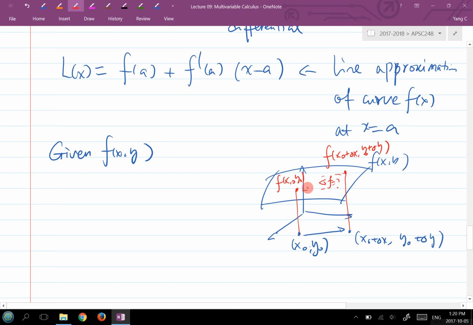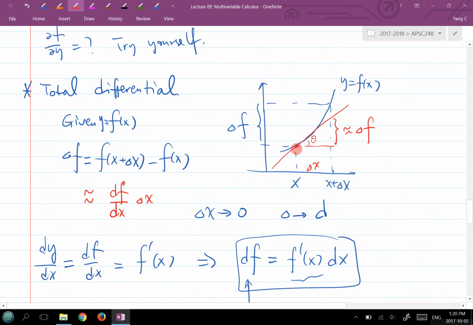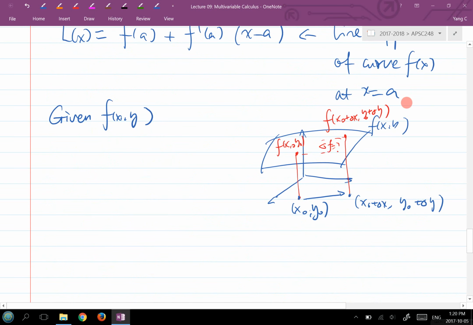But I don't want to calculate the exact value. I want to use an approximation approach. Like this one here, you approximate the point with a straight line, and as long as you go along the straight line from here, you get the delta change for the function f. So coming back here, if I use the same approach, what can I use to approximate the change from here to here?